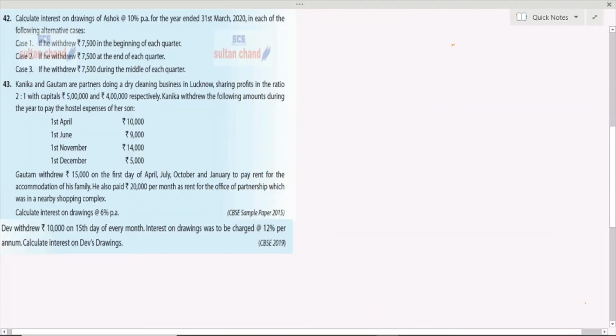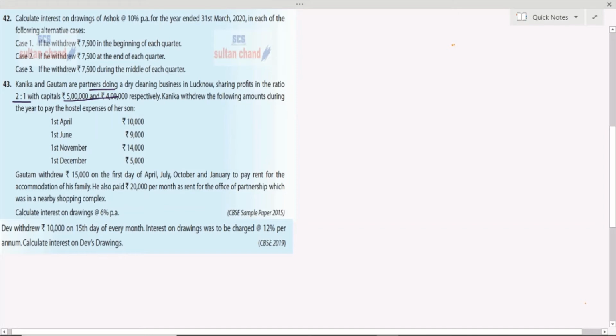Well, class, starting with the next question, that is question number 43, which says that Kanika and Gautam are partners in a firm, doing a dry cleaning business, and they have their profit sharing ratio as 2:1. Their capital stood at 5 lakh and 4 lakh. Now, Kanika withdrew the following amounts during the year. Of course, she has withdrawn on different dates, different amounts. So, if you remember, just recall what method we are going to use here. We are going to use the product method.